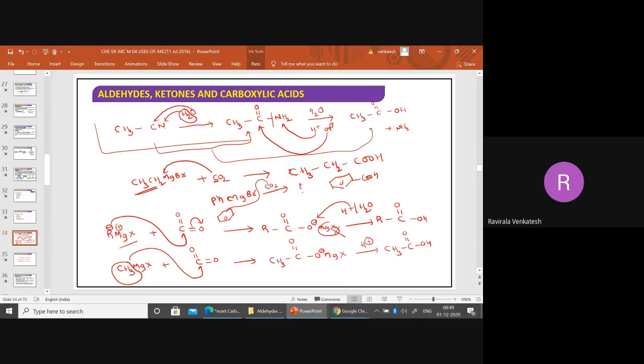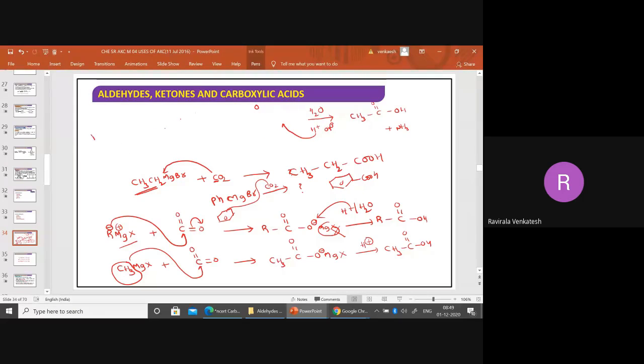For example, if I write like this, Ph-CH2-MgBr, reacting with carbon dioxide. Now, what is the product we are going to get here? Phenyl ethanoic acid. Very good. That means this part you have to retain. You have to write compulsorily Ph-CH2, and this part will convert into carboxylic acid.